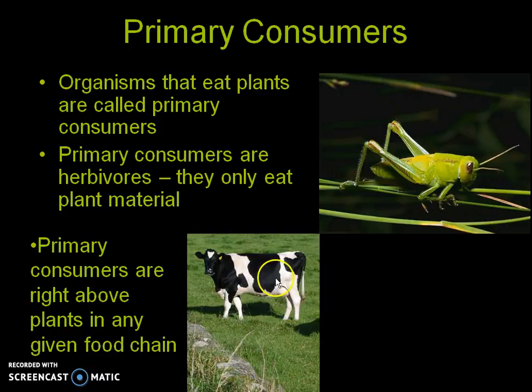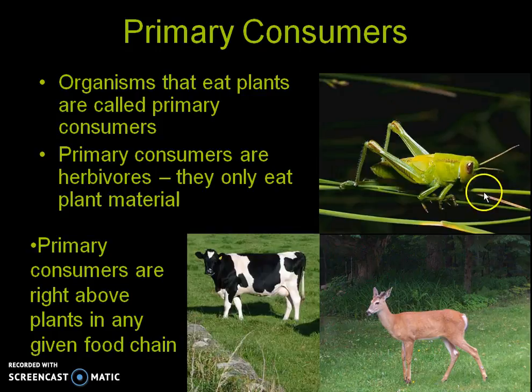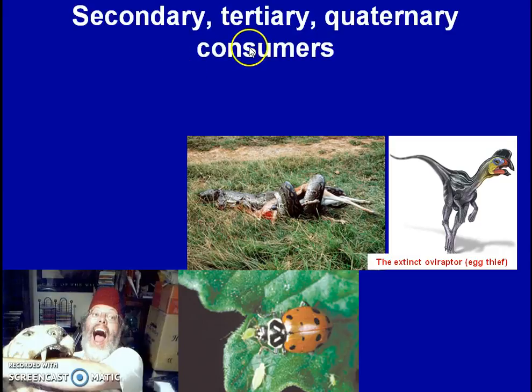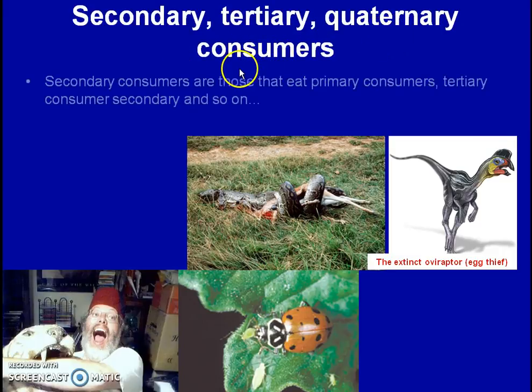Examples of primary consumers are the insect, the cattle, and the deer. These are the primary consumers, they eat plant material. Then there are the secondary, tertiary or quaternary consumers. These are carnivores or omnivores. They eat the primary consumers or herbivores.